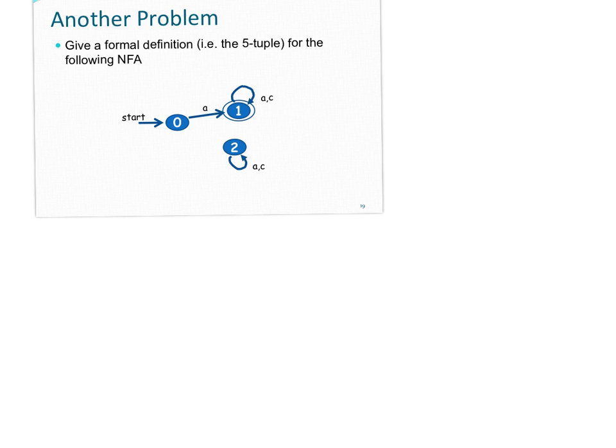And our 5-tuple, as you remember, the first thing we do is say what are the states. It's a set of states, so we have states 0, 1, and 2. Next thing we do is say the alphabet, and our alphabet looks like it's A and C. I will just write T for the transition table. The start state is 0, and there is only one accept state, which is state 1. All right?